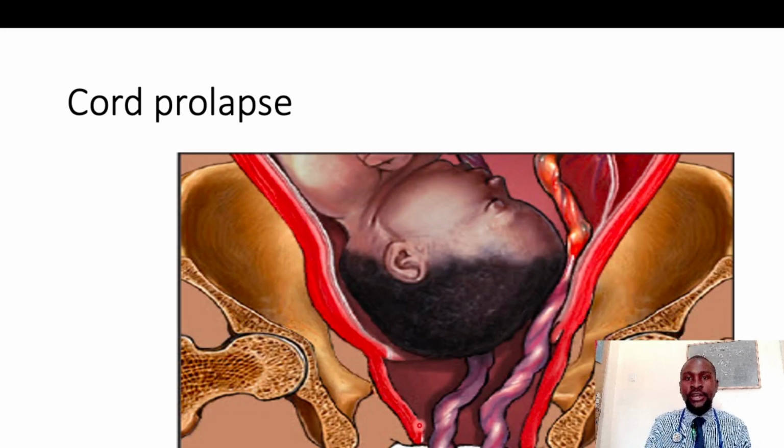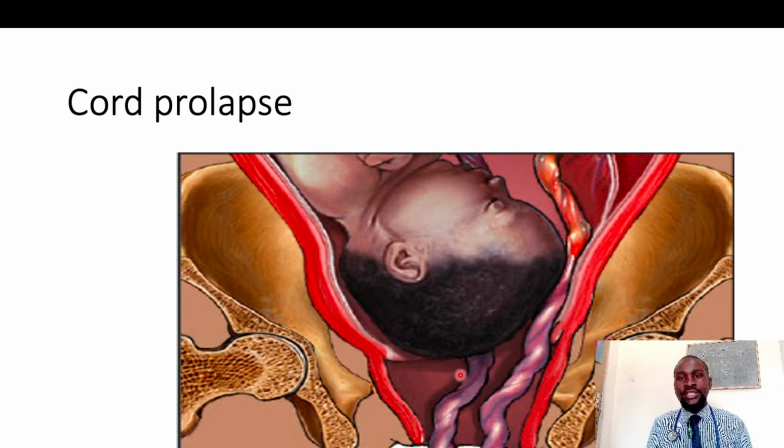Okay, this is the vagina. And you can see that this cord has prolapsed. This is a cord that has slipped. There's a space that has been left by the presenting part here, and this is the space where the cord has slipped through. It has slipped through and prolapsed, even extending beyond the vagina. This is the condition that you call cord prolapse.